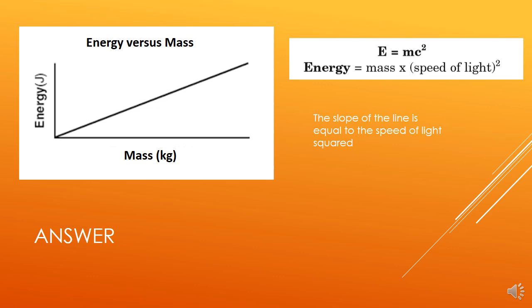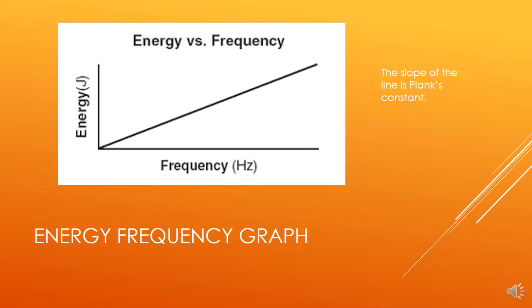Energy on the y-axis and mass on the x-axis. It's a linear relationship because E is directly proportional to m, and the slope of that line would be the speed of light squared, would be c squared. Likewise, we can do the same thing with energy and frequency. Recall the formula is E is equal to hf. So energy on the y-axis and frequency on the x-axis is a direct relationship, and the slope would be h, or Planck's constant.